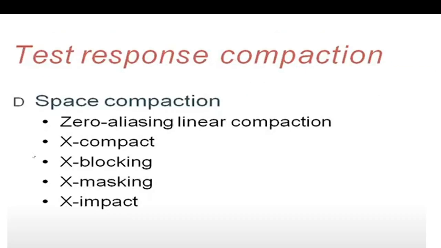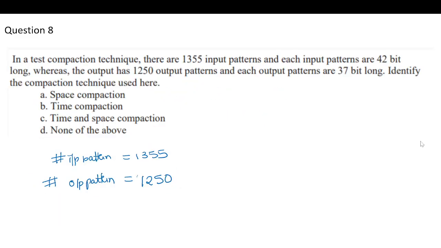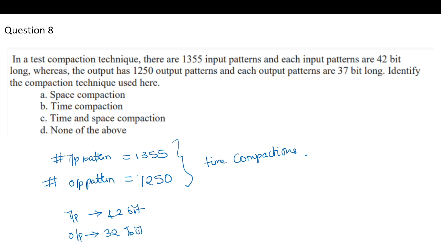So with this, can we answer this question? The number of patterns are reduced. When the number of patterns are reduced, we call this time compaction. Next, it's given that the input is 42-bit, whereas the output is 37-bit. So the number of bits are also reduced. When the number of bits are reduced, we call that space compaction. So what should be the answer? It is time and space compaction.